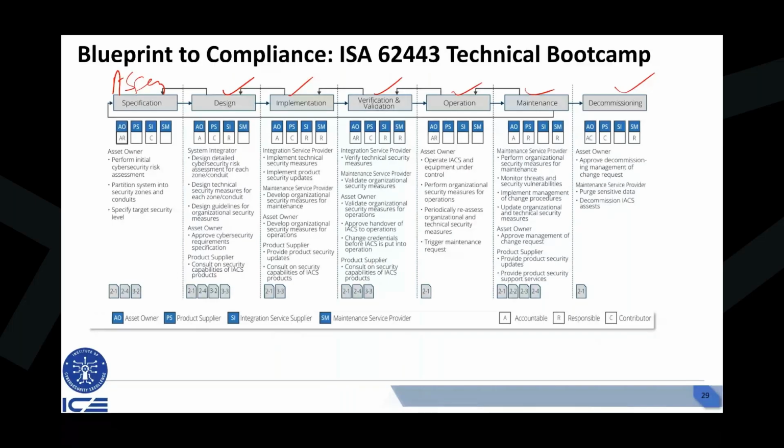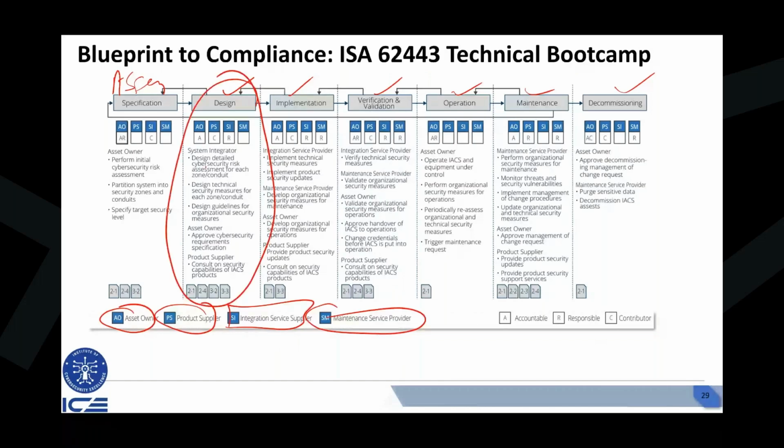AO means asset owner, PS is product supplier, SI is system integrator, and SM is maintenance service provider. So for instance, in the design phase, the asset owner will be accountable. The product supplier is a contributor, but the system integrator is responsible for the design. And it will talk about all these things that we mentioned about zones and conduits and the security measures and designing the security program and all these things.